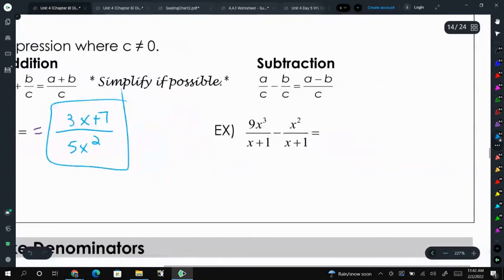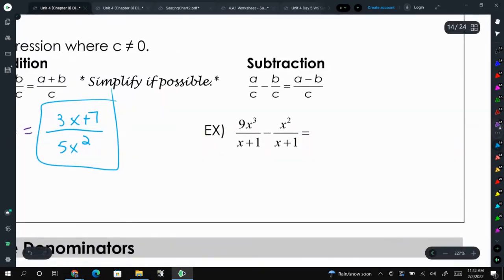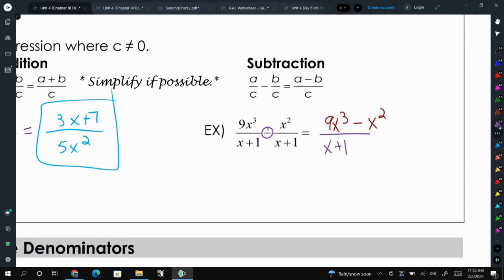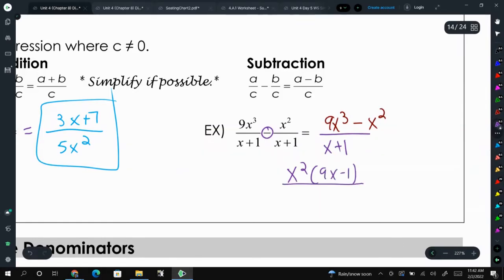In this example, we have common denominators. There's a subtraction sign, though. So we know it's going to be over x plus 1, 9x to the third minus x squared. Well, we can factor the numerator because there's an x squared in common. So this is going to be x squared times 9x minus 1 all over x plus 1. So again, we want to factor, if possible, once we get our result.